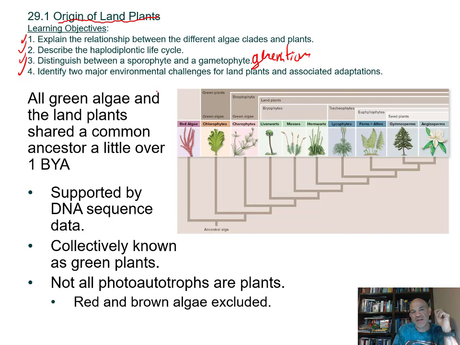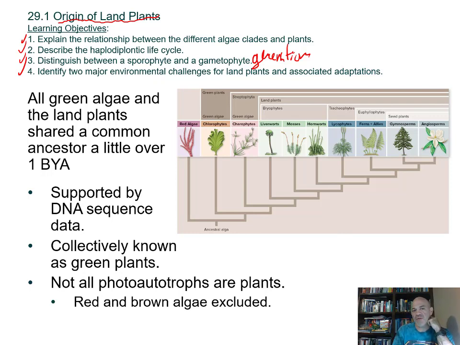And then identify 2 major environmental changes for land plants and what those adaptations would have to be. So in other words, we're talking about the ancestors of land plants were in the water, and then they moved on to land. What were adaptations necessary for that?